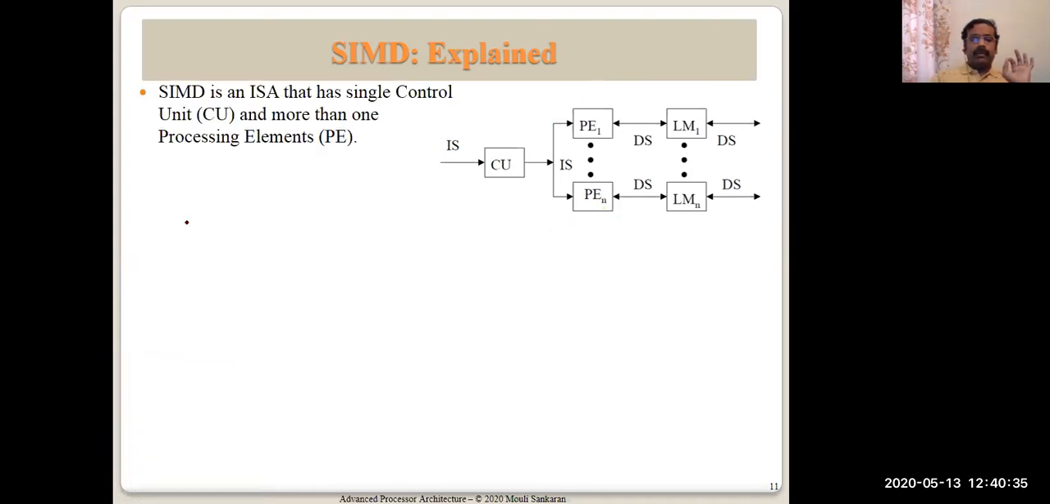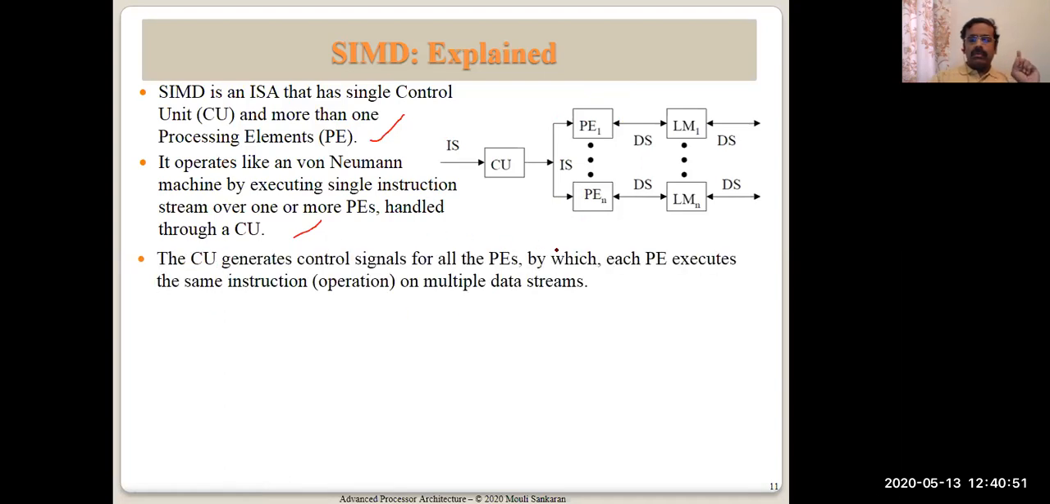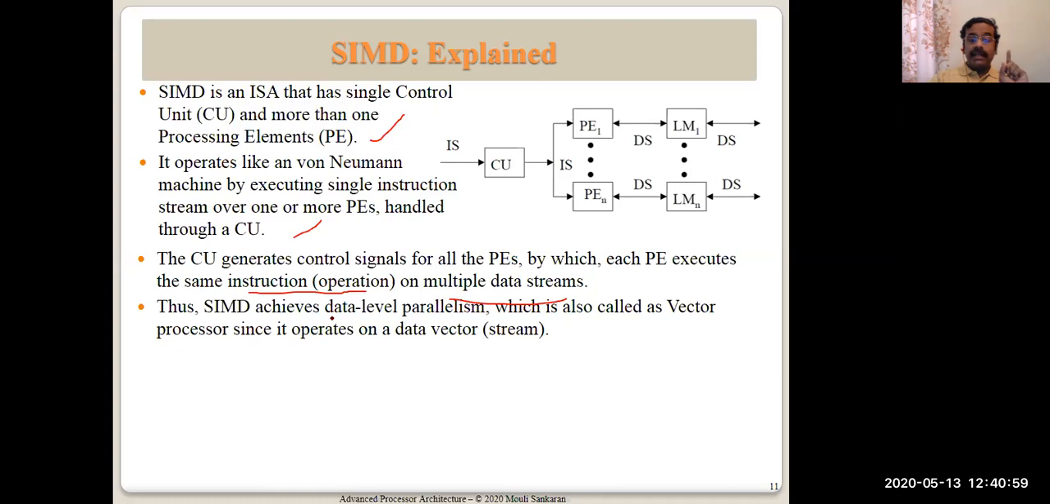Okay. So these are what P and CU are. If it happens to be a one item, again, it depends on the implementation. Only the instruction will be fetched in one cycle and data is accessed in the next cycle. So each PE executes the same instruction on multiple data streams. SIMD achieves data level parallelism. Why? Simultaneously, you are operating on multiple data streams, so it's data level parallelism.